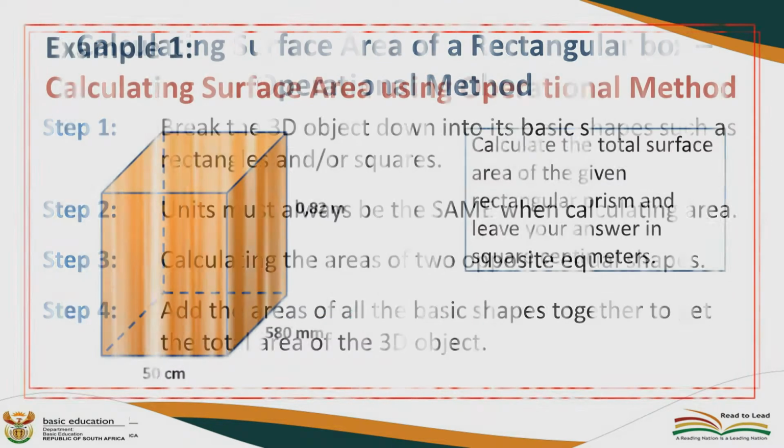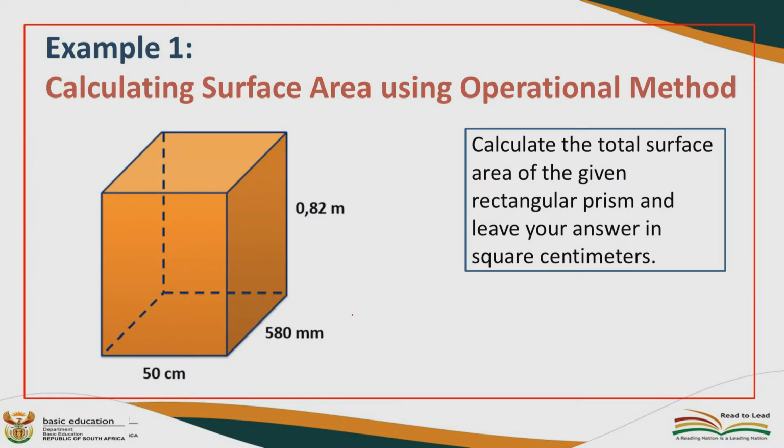Let's look at one of the questions. Example number one: calculate the surface area using the operational method. They say, calculate the total surface area of the given rectangular prism. Now, there's our rectangular prism. Leave your answer in centimeter squared. So our answer at the end must be in centimeter squared. When you look at this rectangular prism, it has the length, it has the breadth, it has the height.